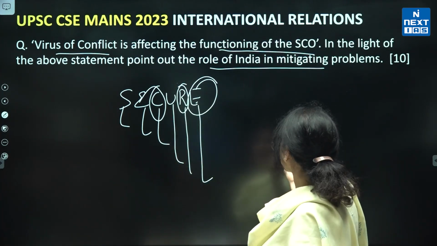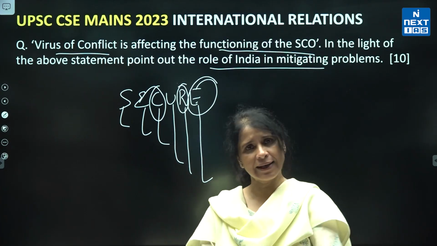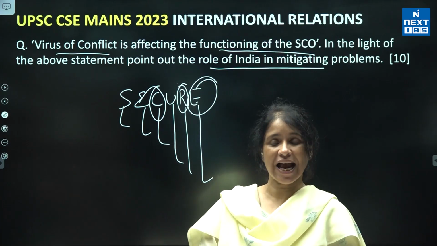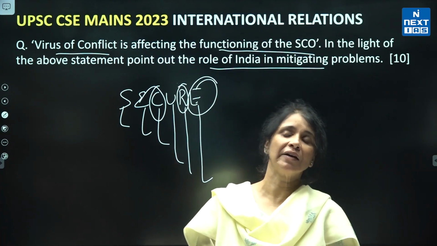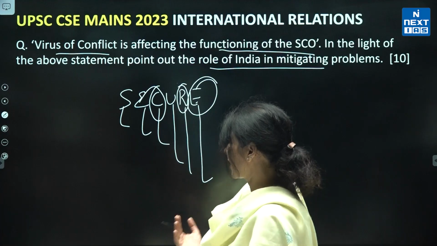And this SCO topic has been covered in our classroom notes also, and since it was in the current affairs, it has been widely covered in our current affairs magazine also. So now let us move on to the second question.